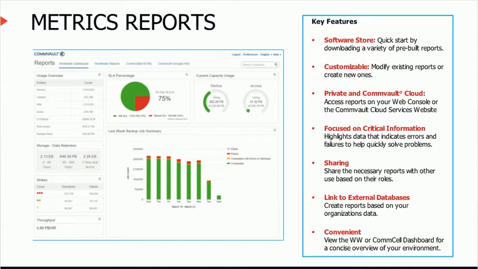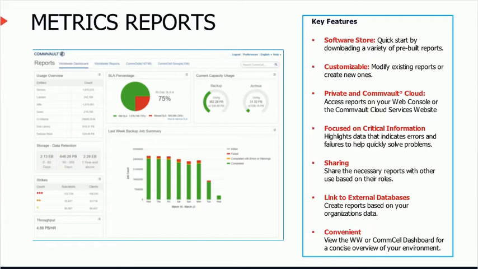Cloud metrics reports offer a way to view metrics reports without having to host a private metrics reporting server. If you want to review reports on the CommVault Cloud Services website, you must create a login account. Data collection for Cloud Metrics reports is configured by default on each CommCell computer when the CommServe software is installed. The worldwide or CommCell dashboard shown here provides a concise and convenient overview of your environment. In addition, the same dashboard can be accessed for individual CommCells or CommCell groups.